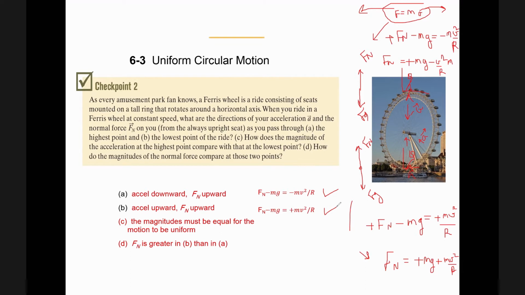Part C, how does the magnitude of the acceleration at the highest point compare with that of the acceleration at the bottom point? Okay? The acceleration, the term v square over r, how does the magnitude of the acceleration compare? Are they equal? They should be equal. Okay, they must be equal. I'm talking about only the acceleration. The acceleration has only one law, v square over r. So the acceleration at the top and the bottom should be the same. How do the magnitudes of the normal force compare? No. The magnitude of the normal force at the bottom is big, and here the magnitude is small. So the normal force is greater at the bottom than at the top.